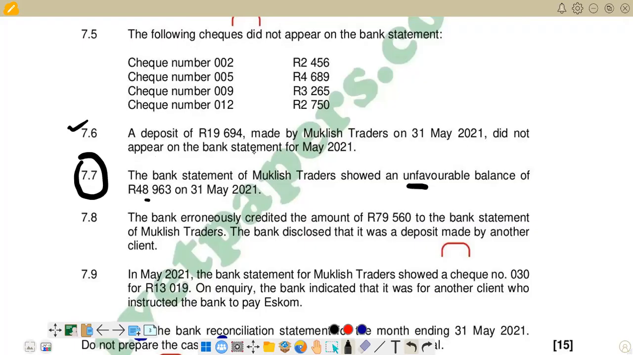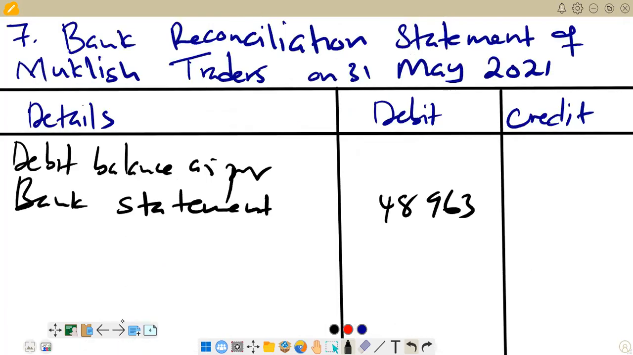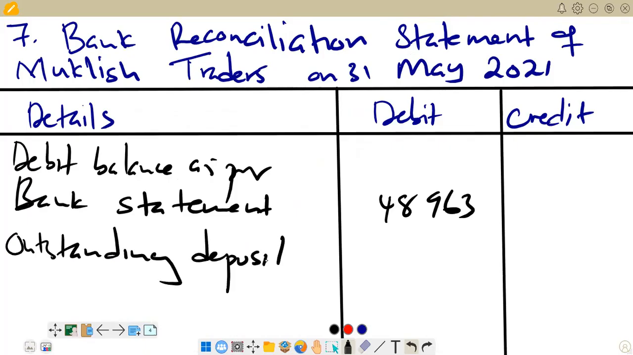So this means this deposit was for May 2021, but it's not there on the bank statement, which means we have to update our bank reconciliation by putting this deposit that is outstanding. So we've got an outstanding deposit that we need to put there. So we can just come here and indicate that this is outstanding. Outstanding deposits, not yet credited.